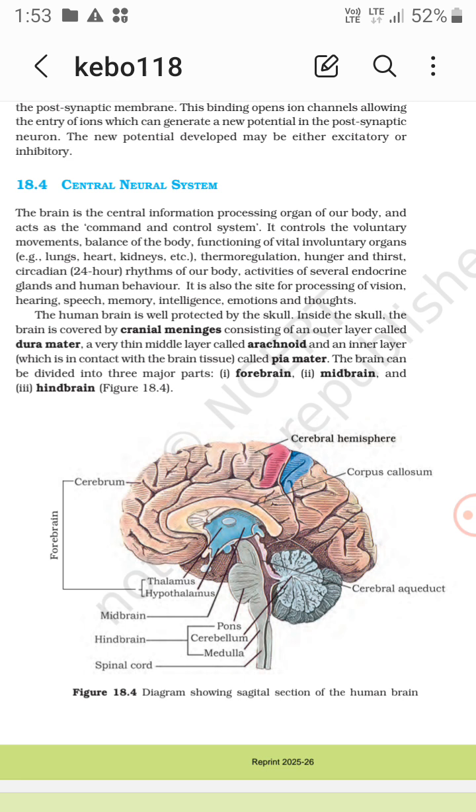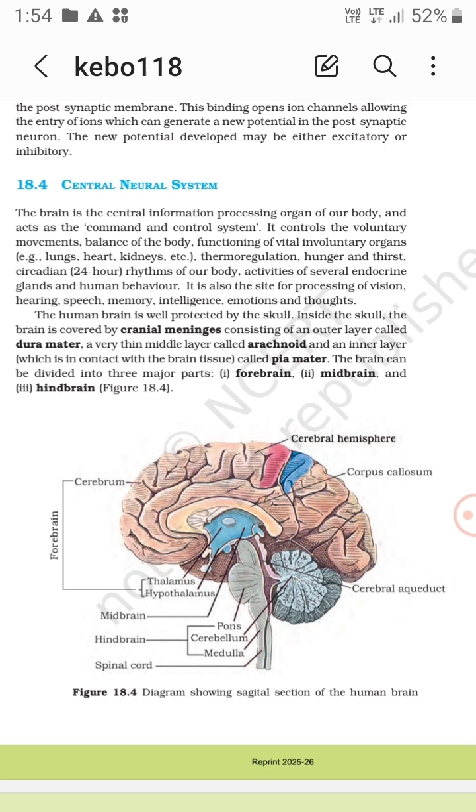Right. The human brain is well protected by the skull. Inside the skull, the brain is covered by cranial meninges. It consists of an outer layer called the dura mater, a very thin middle layer that is the arachnoid, and an inner layer which is in contact with the brain tissue called pia mater. So they have the cranial meninges: dura mater, arachnoid, and pia mater.